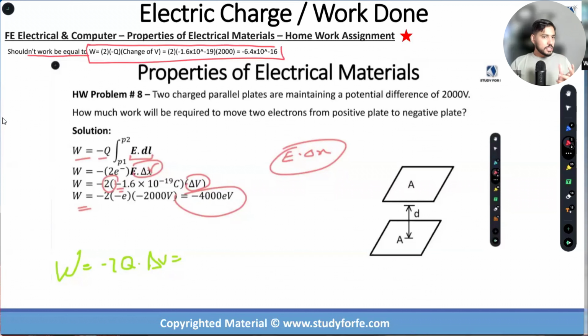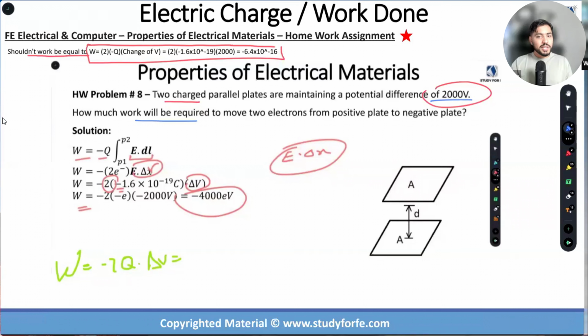So let us look at this problem and try to understand what is going on here. It's a relatively simple, straightforward problem, and you can make quick sense of it by sketching it. As I've been mentioning all along, in electromagnetics and properties of electrical materials, and even when we go through some of the more abstract topics later on, even in control systems, computer systems and software, sketching always helps. So we have two charged parallel plates that are maintaining a potential difference of 2000 volts. Interesting piece of information, a fairly straightforward question.